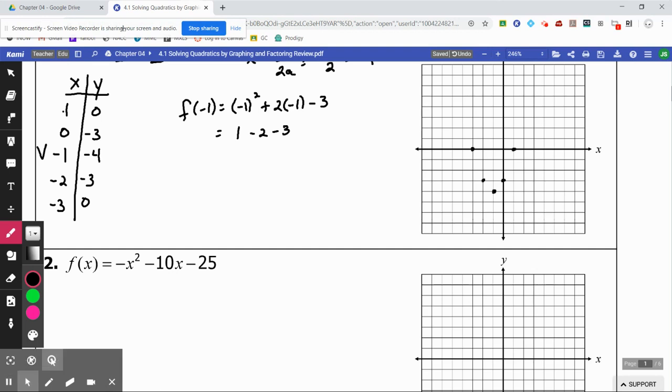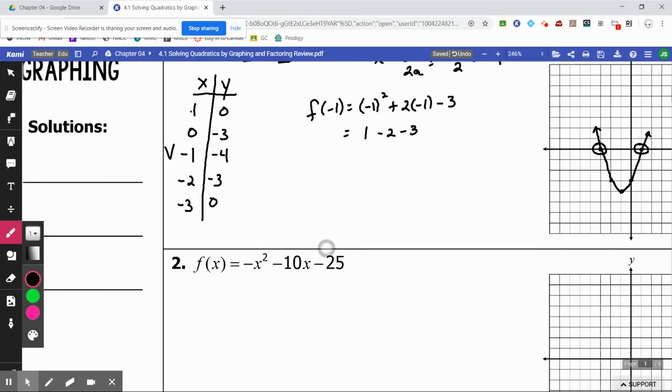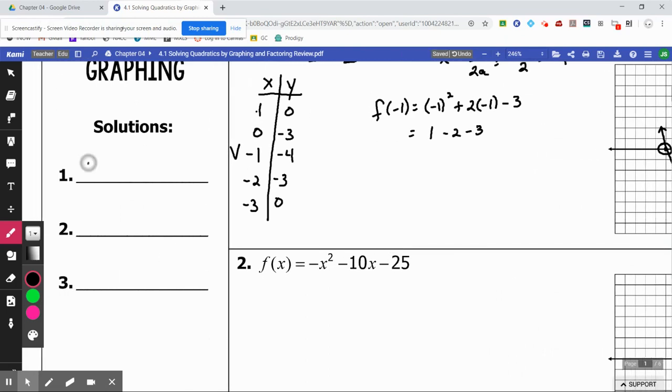And here we see the basic shape of our parabola. And again, we're looking for the solutions. We're looking for the x-intercepts or zeros of this parabola, and they are located here and here. So my solutions for this quadratic equation are 1, 0 and negative 3, 0.